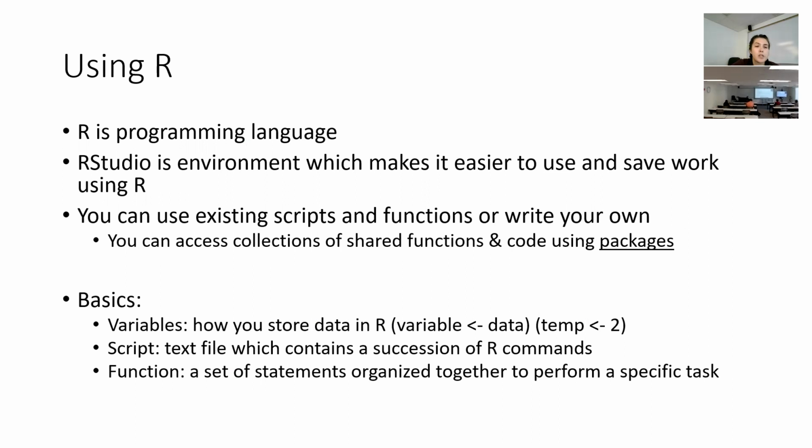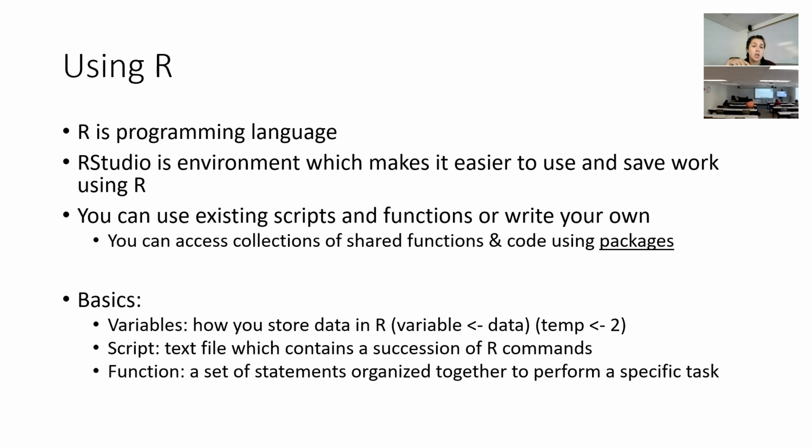Using R, generally you can use existing scripts and existing functions, or you can write your own. Using something like RQTL, all of that has already been written. You just have to go in and find the functions that you want to use and put in the correct information required by those functions. You can access all sorts of different collections of functions through what is called a package, and packages are published on the internet. You can find a package to do pretty much anything that you could think of in terms of accomplishing things in R.